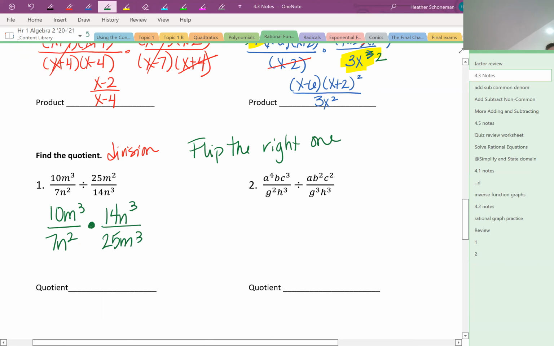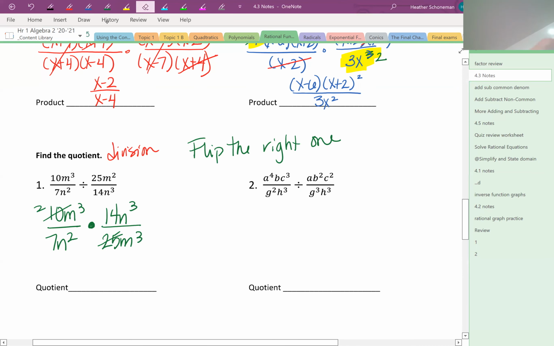And now that it's a multiplication problem, now I can reduce. Now these I don't have to factor first. And the reason I don't factor first is there's no plus and minuses. And when there's no plus and minuses, I can just start reducing. So I can reduce it at diagonal, divide these both by 5.